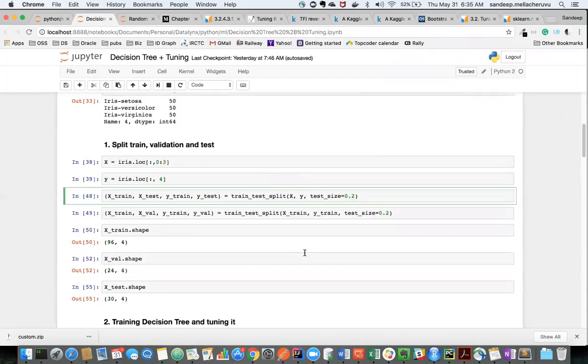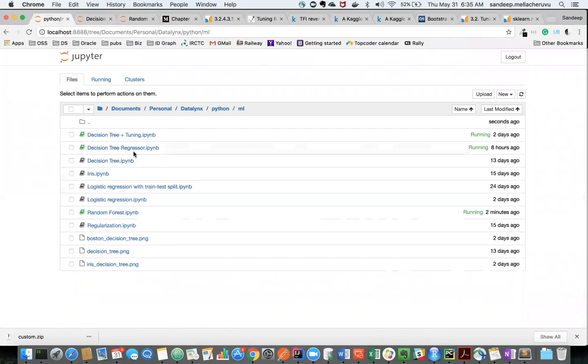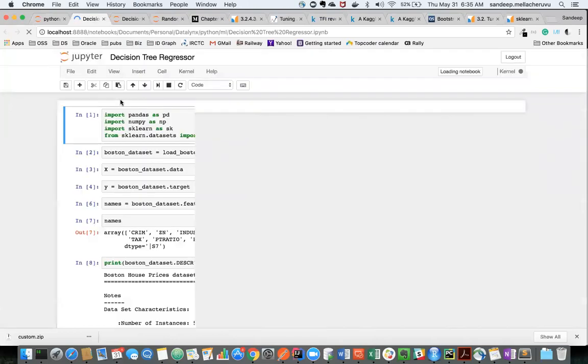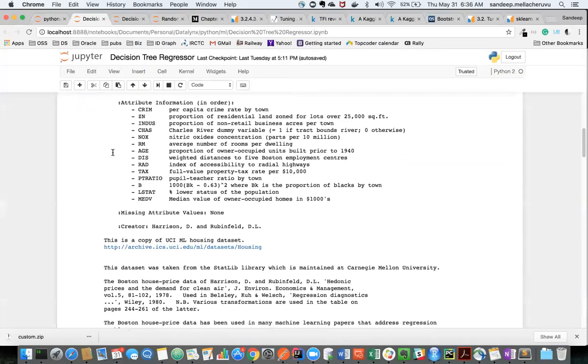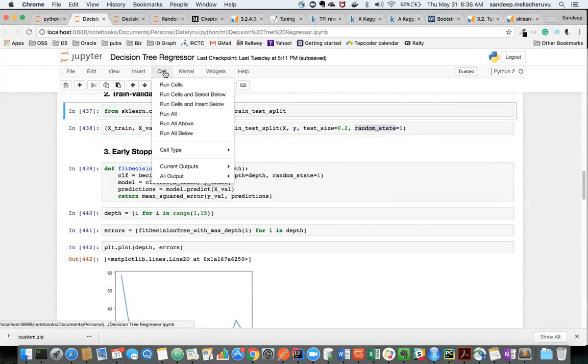Which Python notebook is it? The decision tree regressor, that one. So every time we'll get the same data or different data? If you use the random state, you are going to get the same data again. In fact, we can try to run it and see.